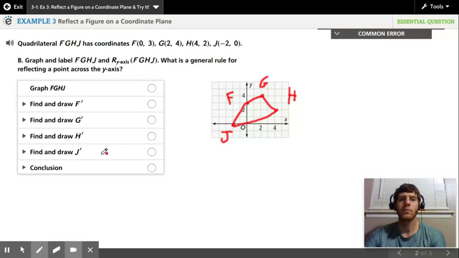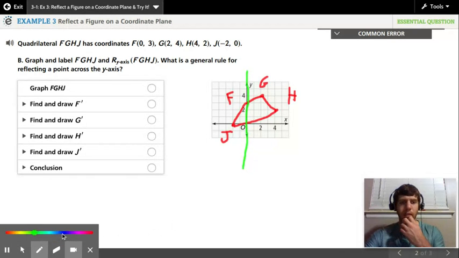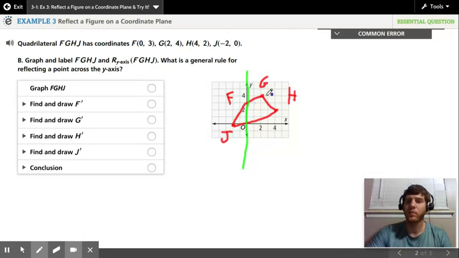Okay, this time we're reflecting across the y-axis. So if we look at our line of reflection, that's going to be our y-axis, also known as the line x equals 0. Now if we want to reflect over, again, it's just like folding, this time folding the long way. If we start with F, F is on the y-axis, so it's going to stay there. So F prime is going to stay on the y-axis.